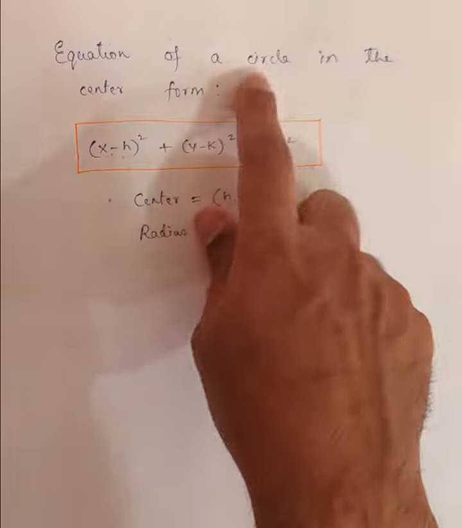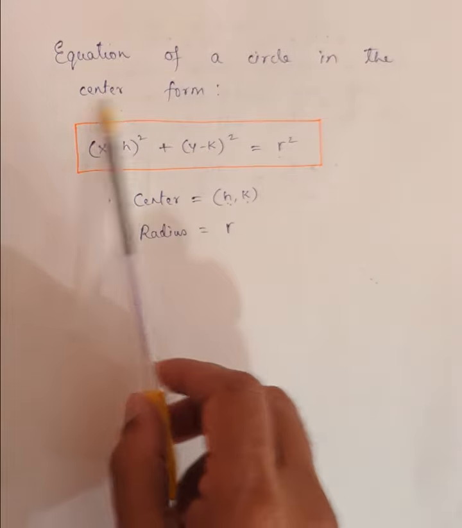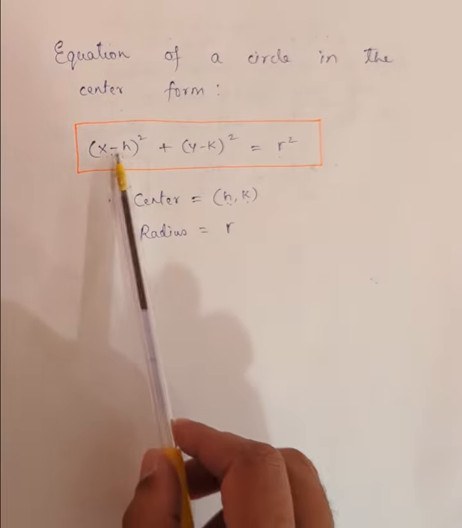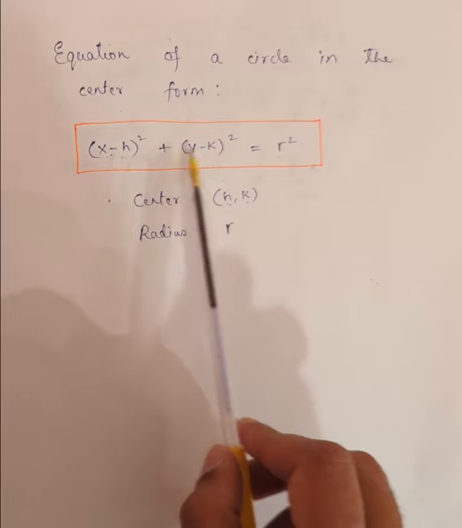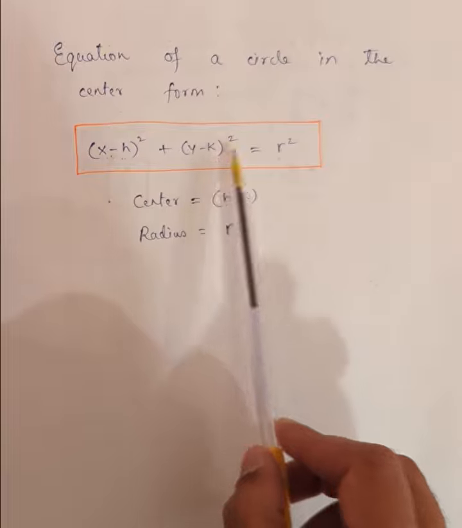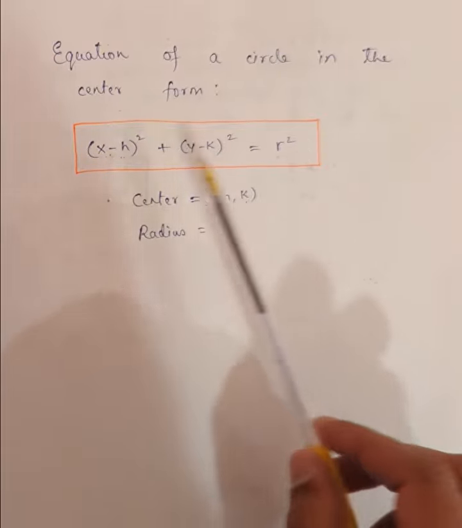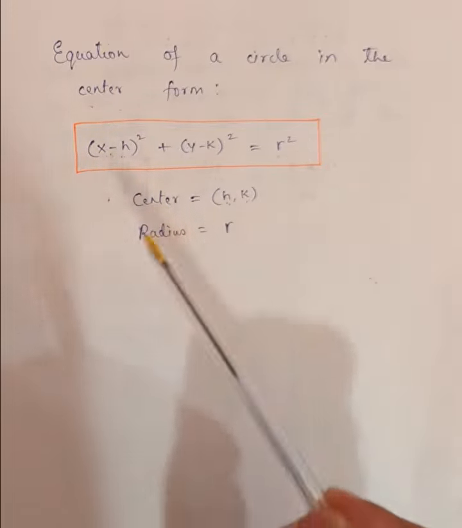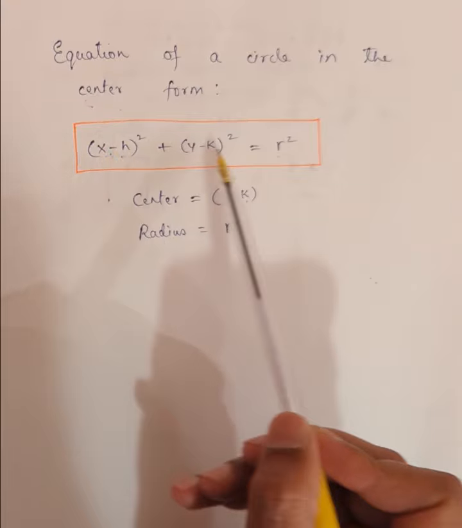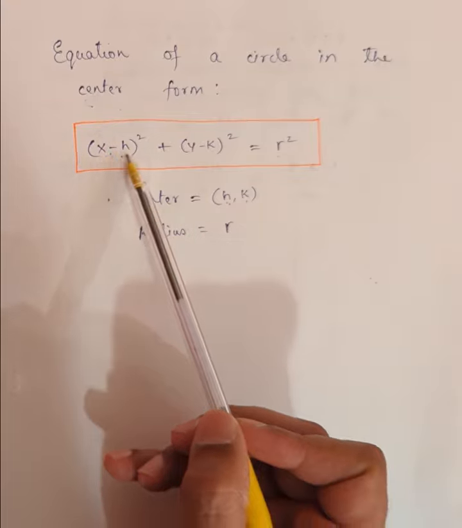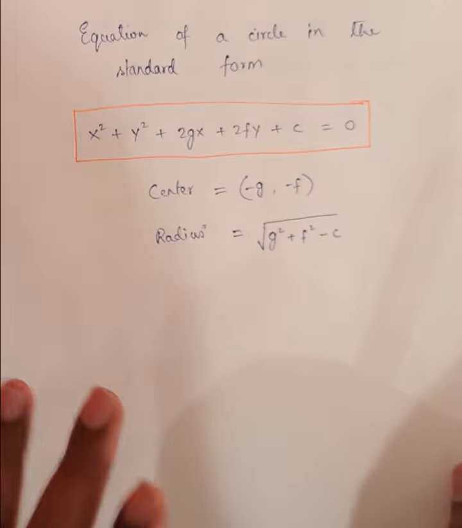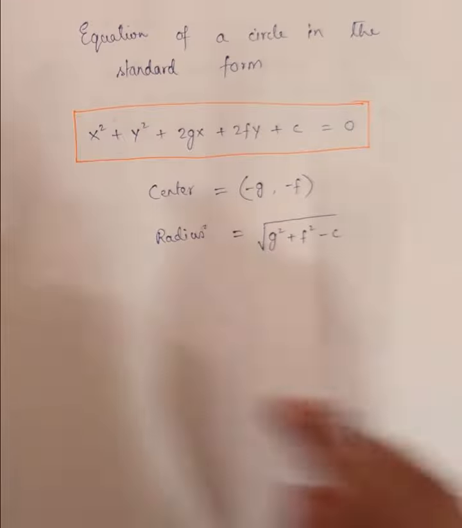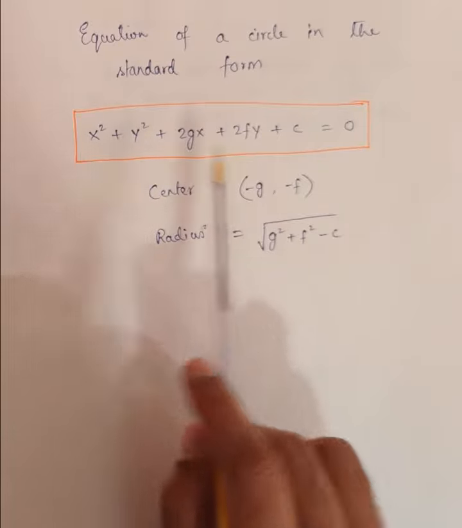So, equation of a circle could be either in the center form, which means it's written like this: (x minus h) quantity square plus (y minus k) quantity square equals r square. It's called center form because you can quickly tell the center and radius. The center is (h, k) and the radius is r. Now, sometimes the equation is written differently. You don't see the center right away here.